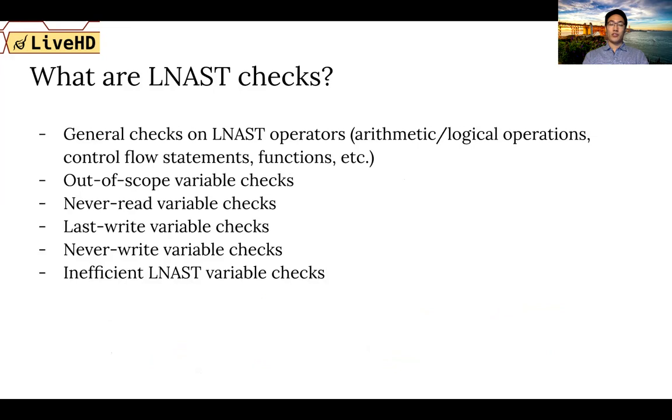LNAST semantic and miscellaneous checks include general checks on LNAST operators such as arithmetic or logical operations, control flow statements, and functions. Out-of-scope variable checks, variables that are read but not initialized or defined in the current scope. Never read variable checks, variables that are written to but never read. Last write variable checks, variables that are read but never used. Never write variable checks, variables that are read but never written to. And inefficient LNAST variable checks, variables not affecting the program but are necessary.